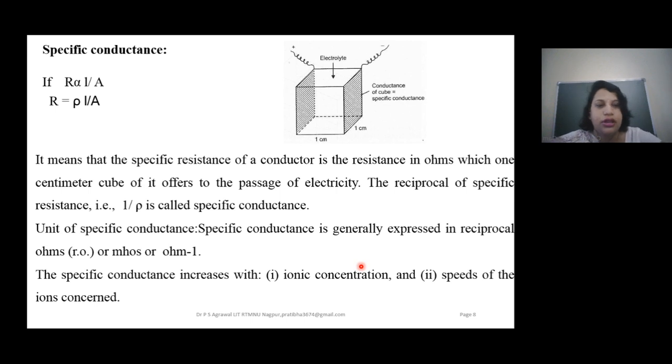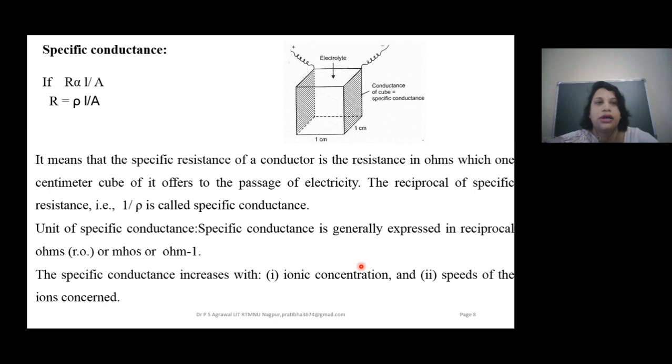Now, after this, we should know that the flow of electricity through the solution of an electrolyte is due to the migration of ions. When a potential difference is applied between the two electrodes, the power of electrolytes to conduct is called conductance. It is defined as the reciprocal of resistance. Like metallic conductors, electrolytes obey Ohm's law.